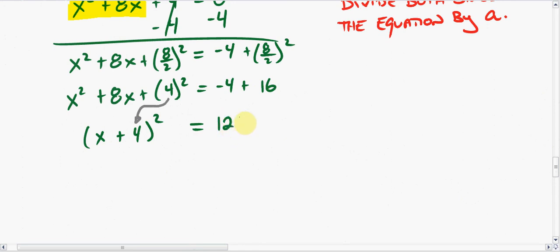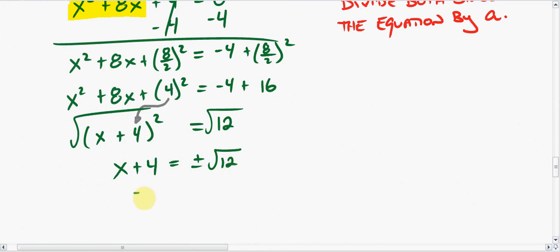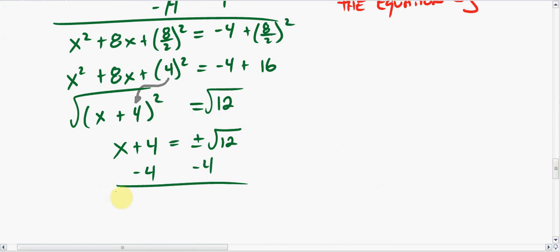And I'm just going to have x plus 4 squared equals negative 4 plus 16 is a positive 12. Take the square root of both sides, and I get x plus 4 equals plus or minus the square root of 12. Subtract 4 from both sides, and we see x equals negative 4 plus or minus the square root of 12.